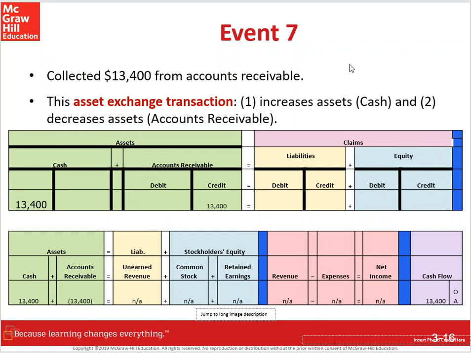Number 7, collected $13,400 from accounts receivable. So we have cash going up, so that's a debit to cash, and accounts receivable going down, which is a credit to accounts receivable. Again, another asset exchange. Cash is increasing, accounts receivable decreasing, and our cash flow type is OA. Again, it's money in from customers.